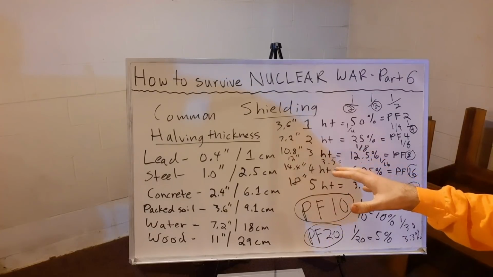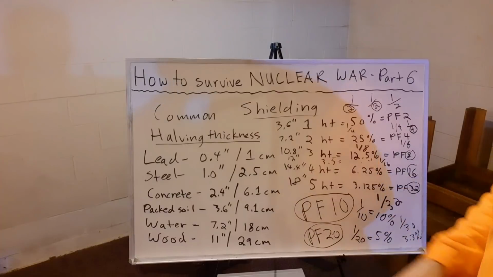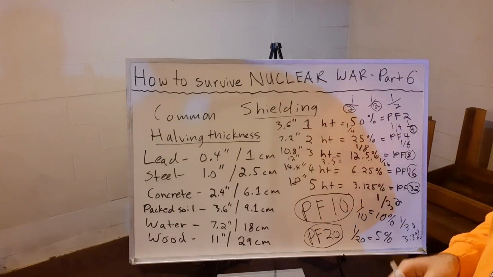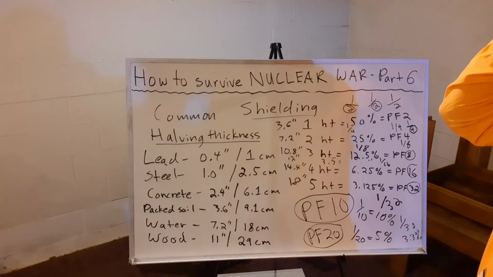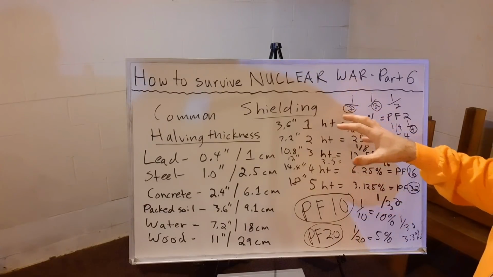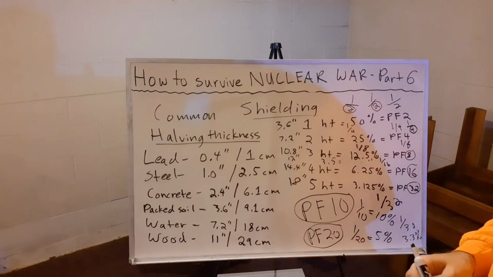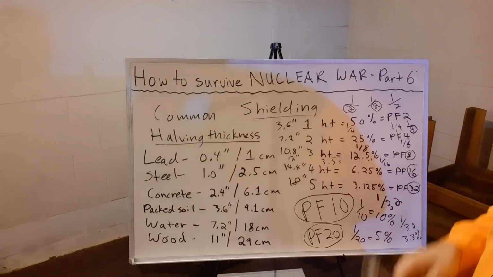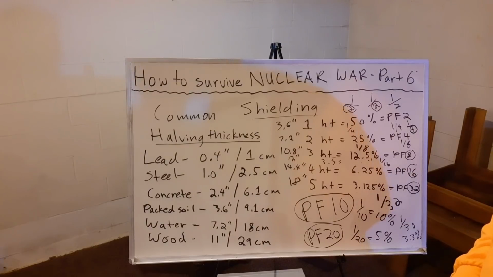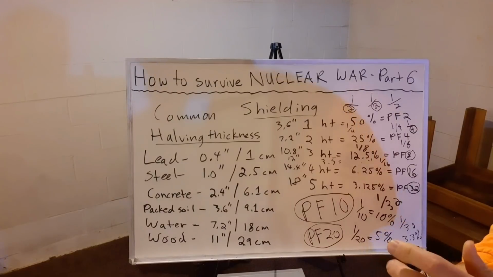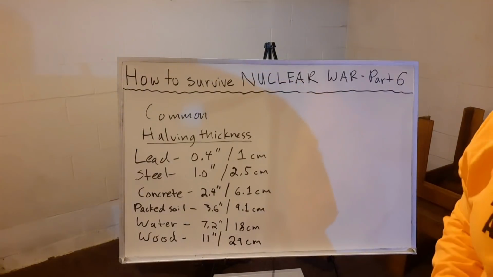So what we're going to do now is I'm just going to do a quick calculation so we can apply everything that we learned so far about distance, time, and shielding, and protection factors and halving thicknesses. We're going to do a simple calculation of how much radiation protection we get based on a certain amount of time, a certain amount of distance, and a certain amount of shielding, okay? And this will really test your knowledge to see how well you understand this. So let's do this exercise together.